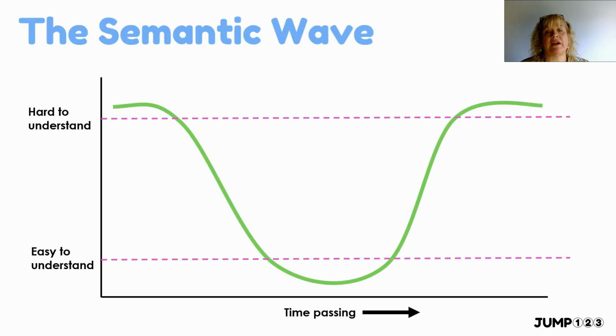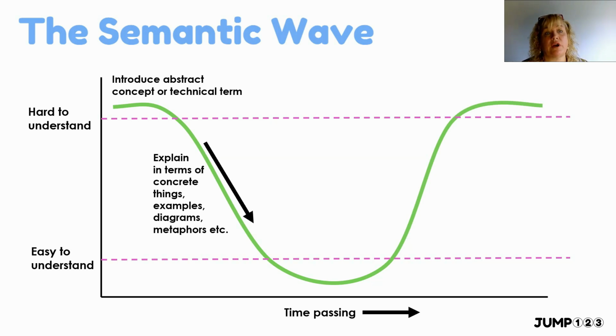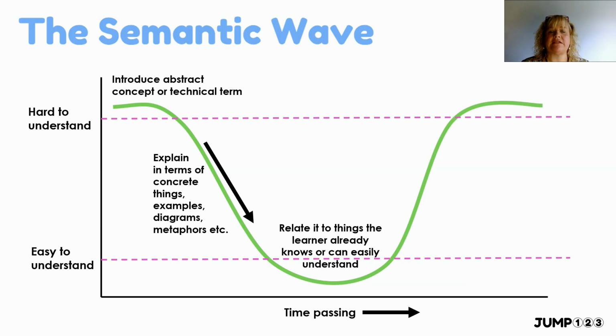So in programming, let's have a look at how that actually works. So we need to introduce the abstract concept. So for instance, for loops. That's quite an abstract concept for students. So you need to introduce that and the technical terminology so they know that's what they're learning about. But then we need to break it down, explain it in terms that they understand. So use examples and metaphors and diagrams until eventually the student is able to relate it to things that they already understand and they've got some sort of focus point on. So it's much easier to understand.